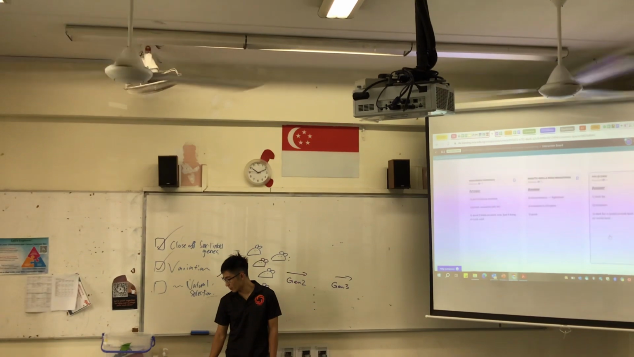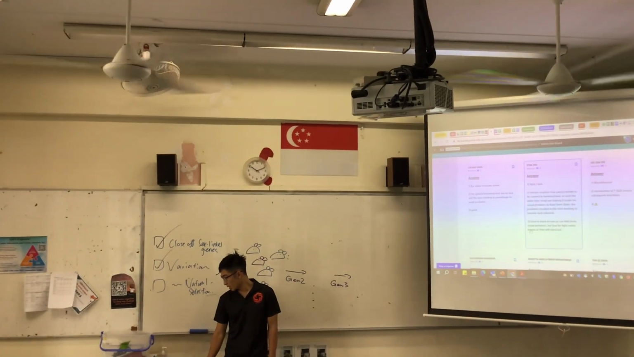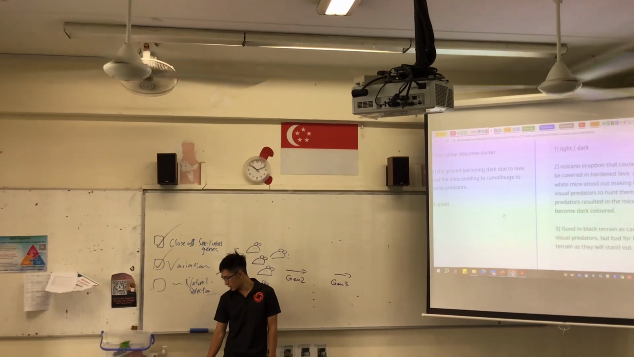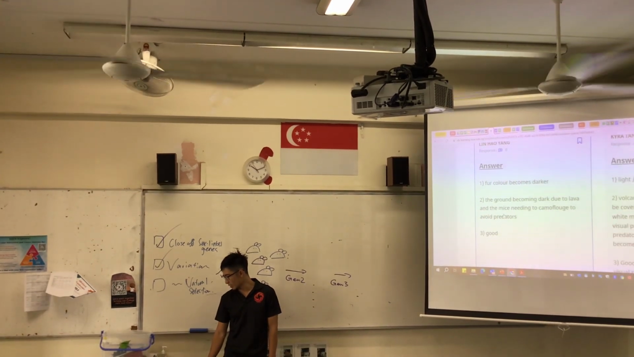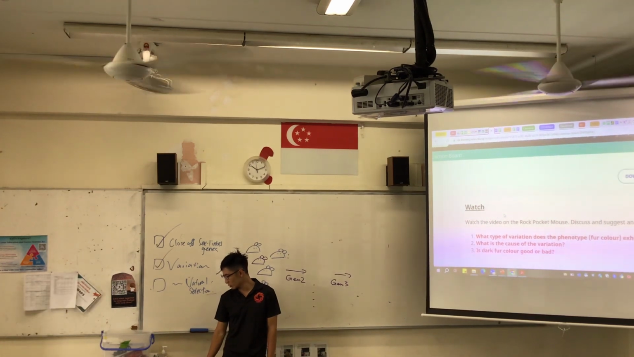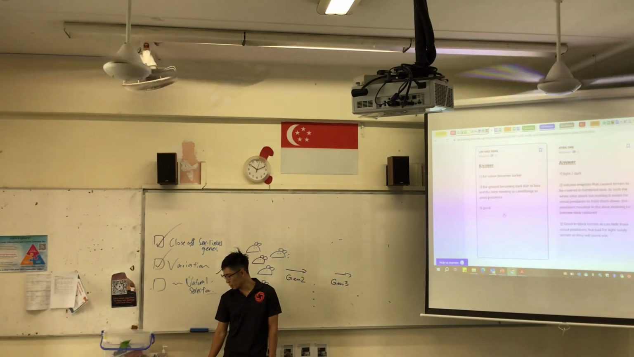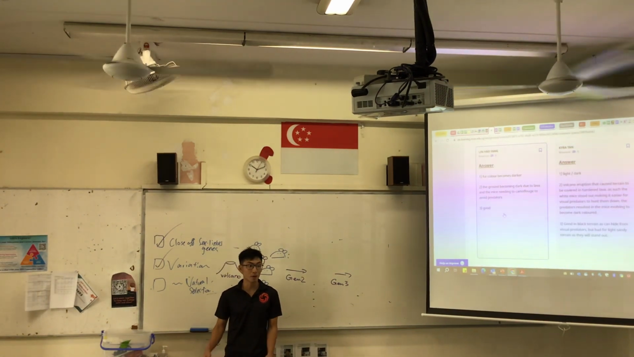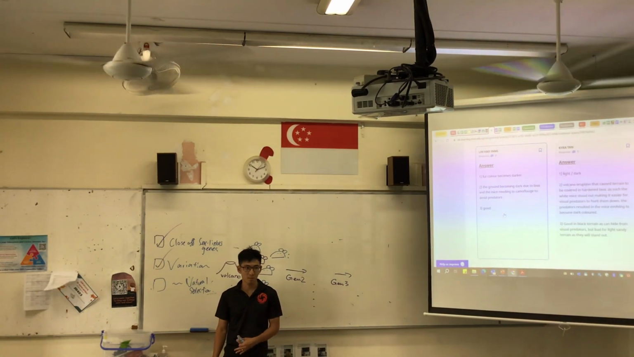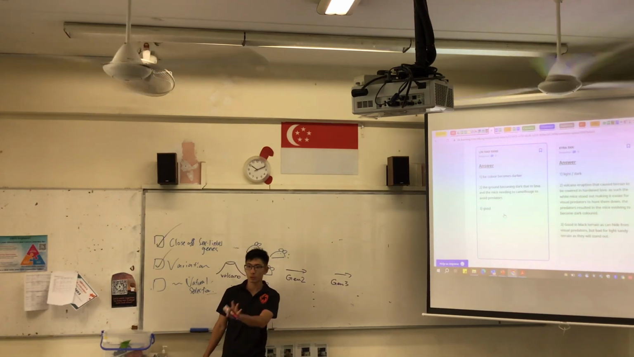I'm going to tease out some of our responses. So, Hao Yang was one of the first to respond. He says, fur color becomes darker. Okay, I think the first question was, what type of variation does the phenotype of fur color exhibit? So I'm asking you, between discontinuous and continuous, what kind of variation do you observe when you look at fur color? Between the two.